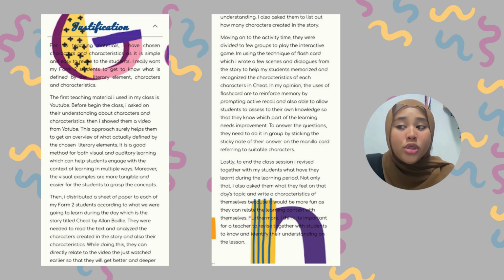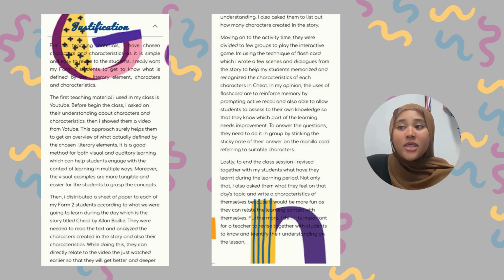So I think this approach surely helps them to get an overview of what is actually defined by the chosen literary elements. It is a good method for both visual and auditory learning, which can help students engage with the context of learning in multiple ways. Moreover, the visual examples are more tangible and easier for the students to grasp the concepts.